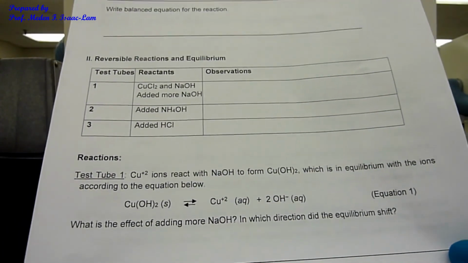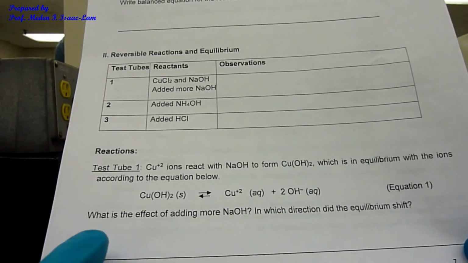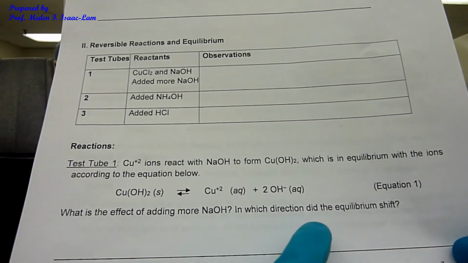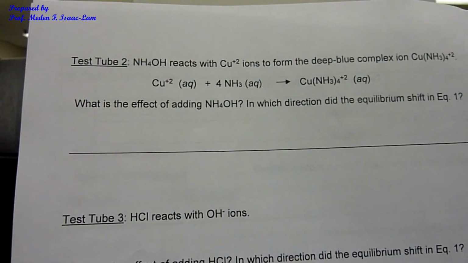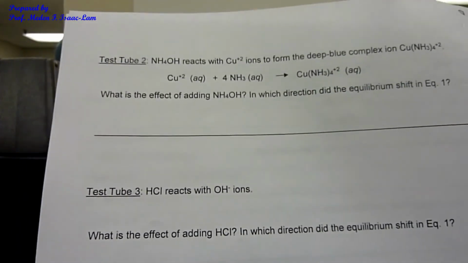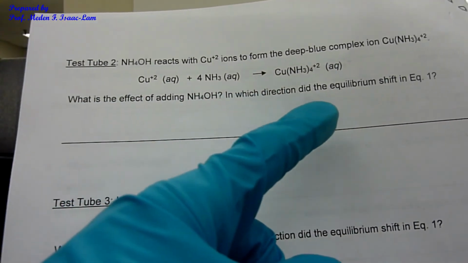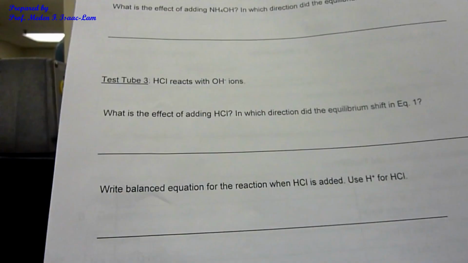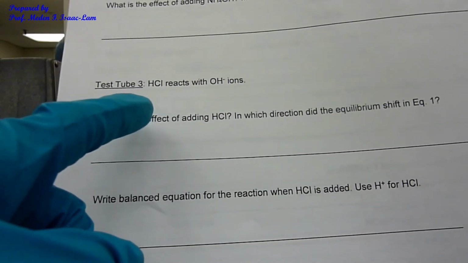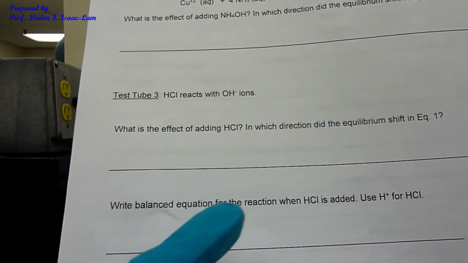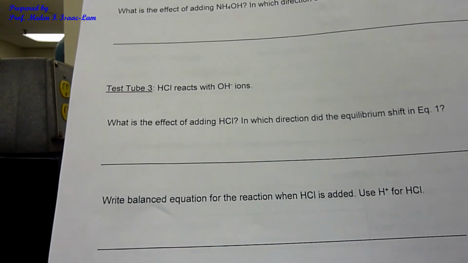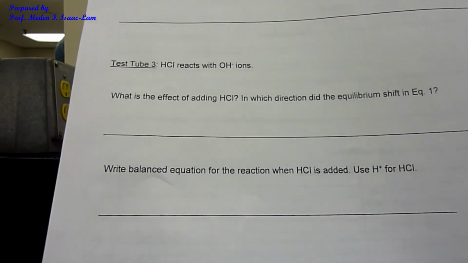In the final lab report, you are going to write the effect of adding more sodium hydroxide and in which direction did the equilibrium shift. Next page, test tube 2. What is the effect of adding ammonium hydroxide and in which direction did the equilibrium shift? And then test tube 3. What is the effect of adding hydrochloric acid, and write the balanced equation for the reaction when HCl is added. That's it for this experiment.